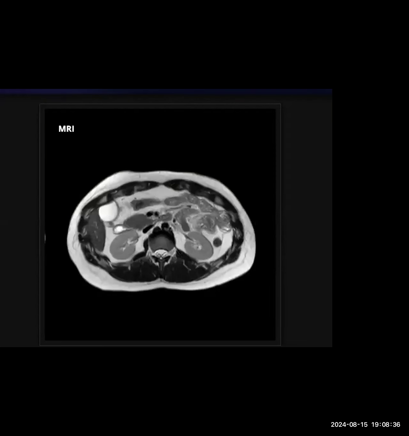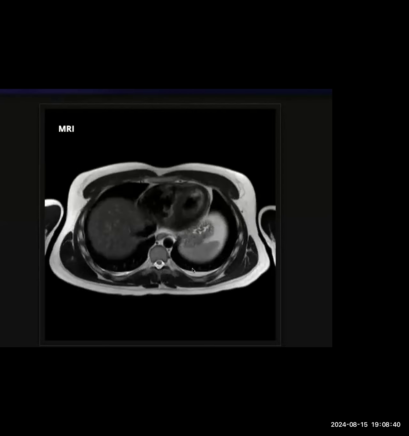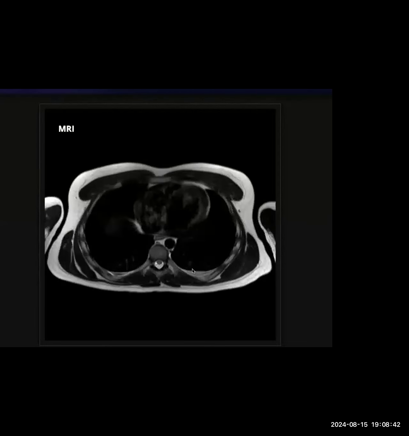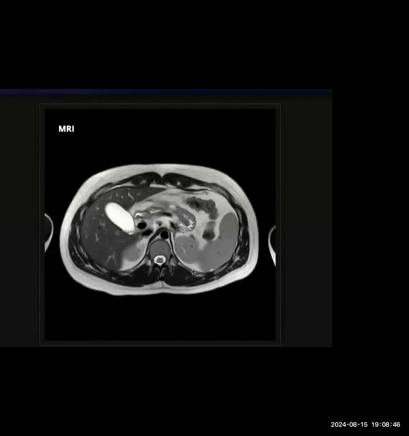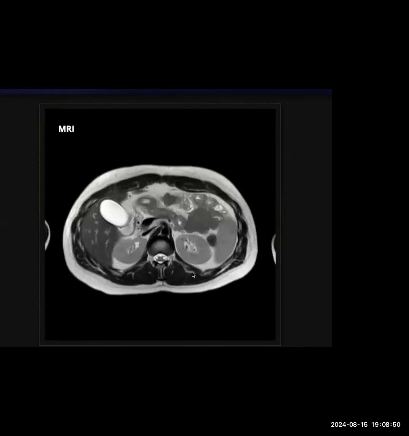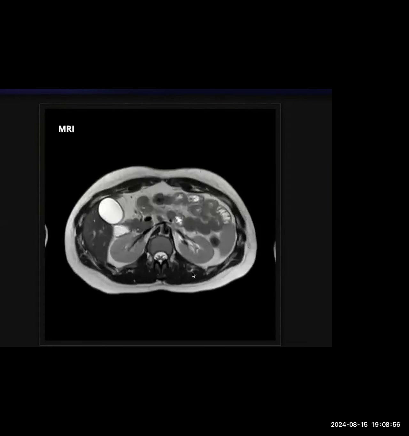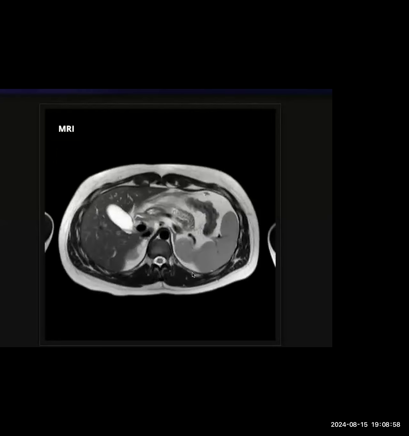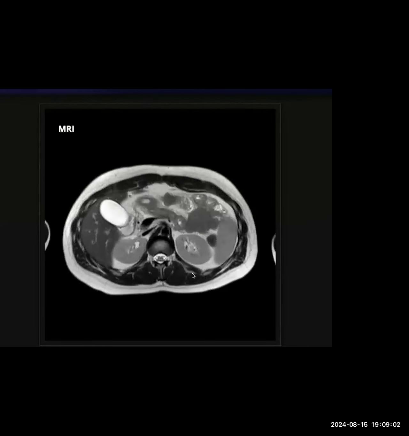Yeah, you can appreciate all the organs in this. So the liver and spleen appear normal. The gallbladder is normal. The bilateral kidneys are normal, and the pancreas, I can see only the head of pancreas. The rest of the pancreas is not visualized. So what do you think? Likely agenesis of the pancreas, because I cannot see the pancreatic duct as well.